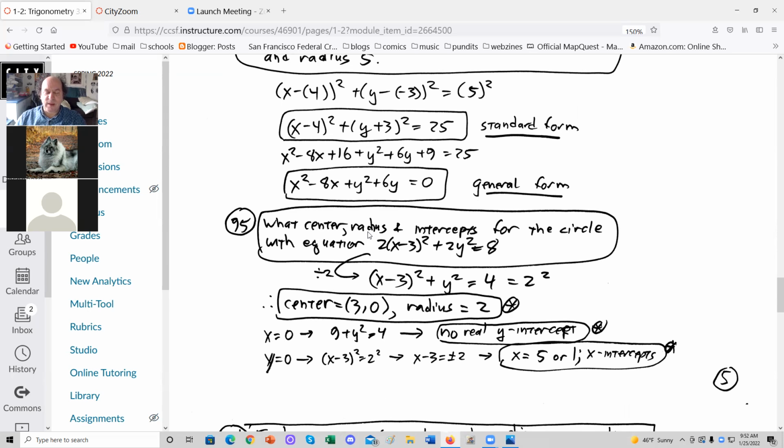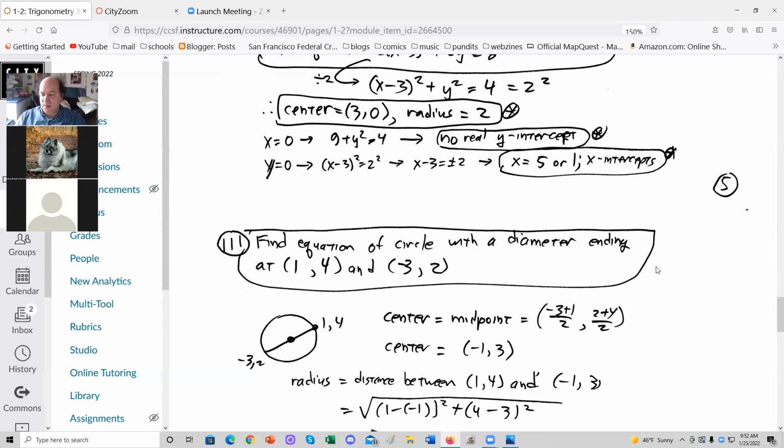The center and radius. For intercepts, we set x and y respectively to 0 and see what we get. When x is 0, you get 9 plus y squared equals 4. y squared would be -5, no real numbers. So there is no real y-intercept. The circle entirely misses the y-axis. If you set y equals 0, however, then we get x minus 3 squared equals 2 squared. So x minus 3 is plus or minus 2. Add 3 to both sides and get x is 5 or 1. So the circle intercepts the x-axis at 1 and at 5.